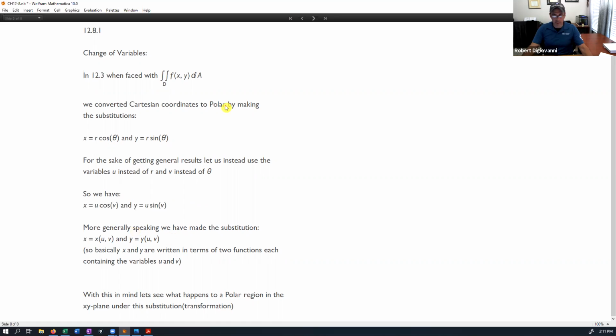So more generally speaking, we have made a substitution where the x is replaced with some function of u and v, and the y is replaced with some new function of u and v. With that particular changing of variables in mind, I want us to look geometrically at what happens to a little patch of area when we make that conversion from Cartesian to polar, like visually what it looks like.